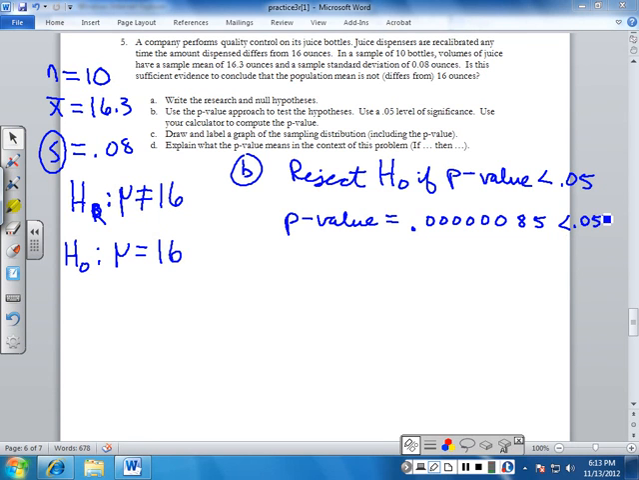So reject H0. And you can conclude that the population mean is not equal to 16. It's time to recalibrate this thing.